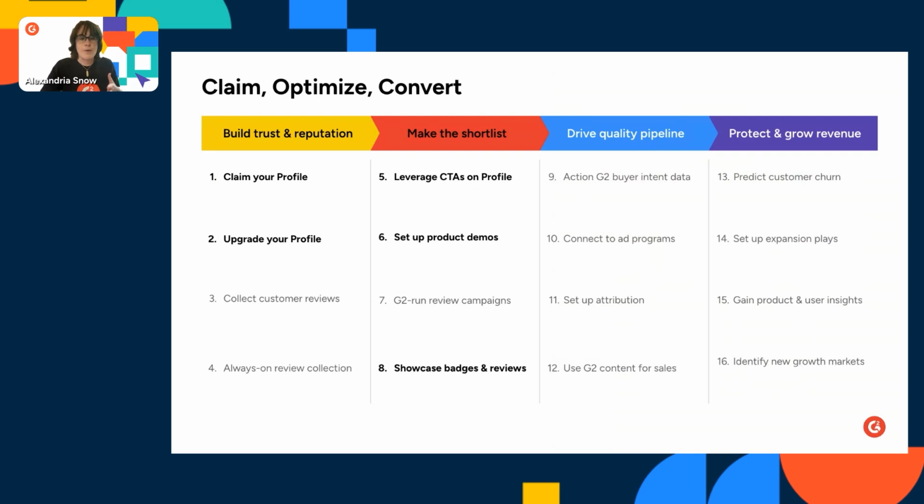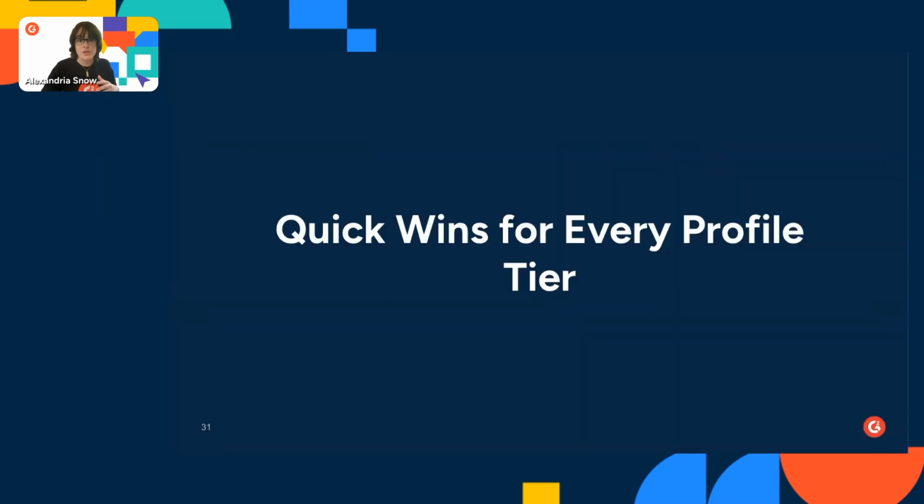So if you think about the overall journey that you have with G2, what we've talked about today with optimizing your profile and running reviews, you're really living in the build trust and reputation and making the shortlist. So build trust and reputation, that's at that awareness stage. Making the shortlist is driving consideration, and hopefully, especially if you have a paid profile, them clicking through in order to fill out and convert into a lead. So that's where we've been living today. We're not done yet, though. We're actually now going to talk about quick wins for every profile tier, and I'm going to hand it back off to Emily for this talk.